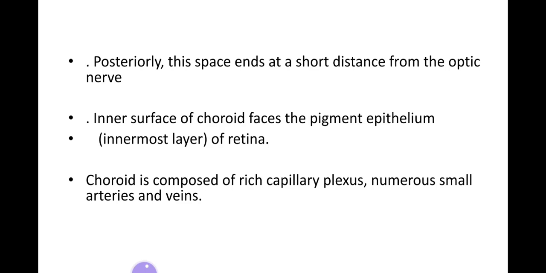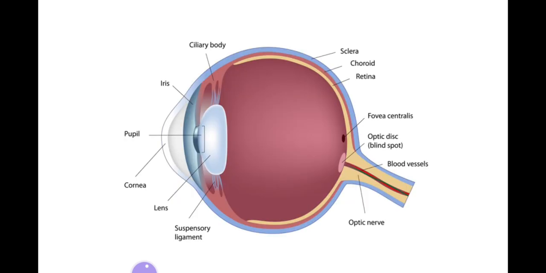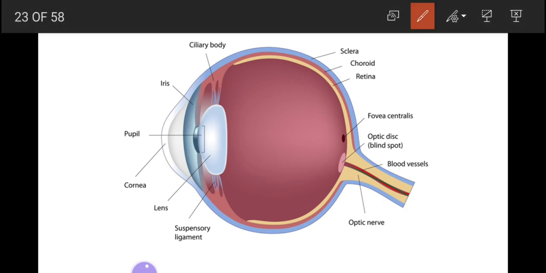Inner surface of the choroid faces the pigment epithelium of the retina. Choroid is composed of a rich capillary plexus, numerous small arteries and veins. Here is shown the choroid. This is the middle layer of the wall of the eyeball. Anteriorly, it is continuous with the iris and the ciliary body.